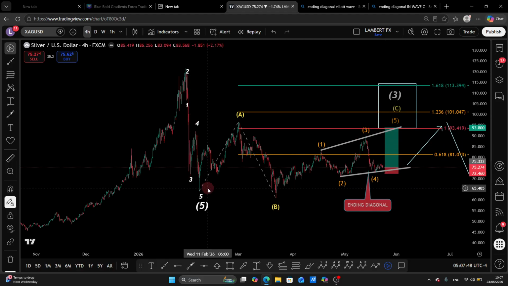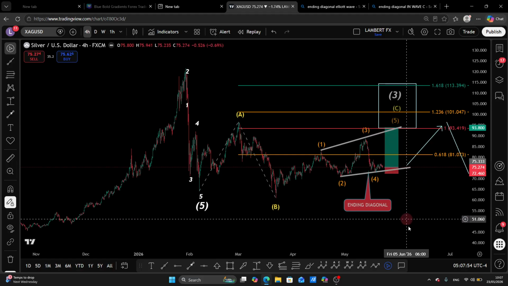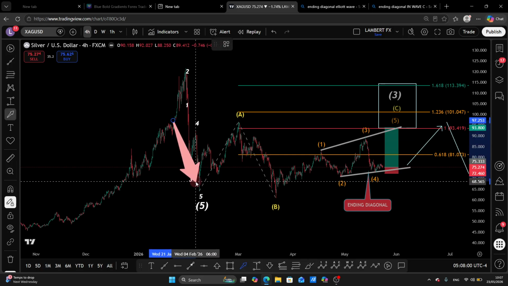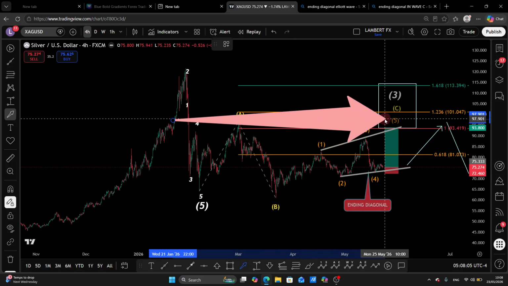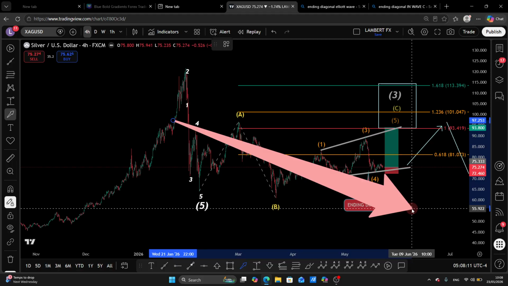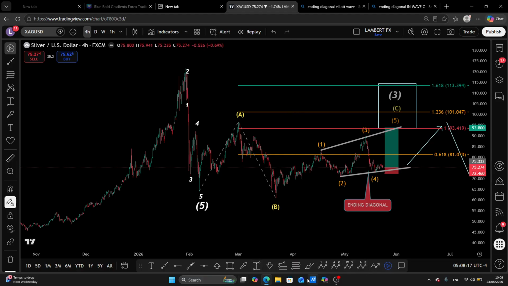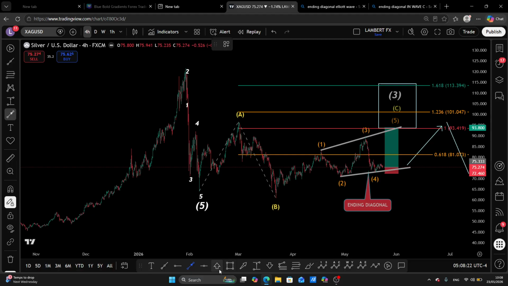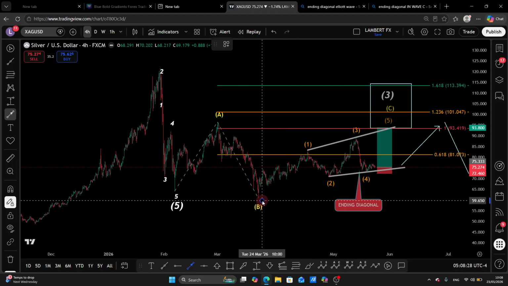Because a zigzag comes in 5, 3, 5, 3, 3, and then another 5 down. At present all we have is this 5 down, and then we've had A, B, and then C to complete the 3. And then we need another push leg down for 5 before we continue our uptrend. So what I can see is an ending diagonal in our leg C.